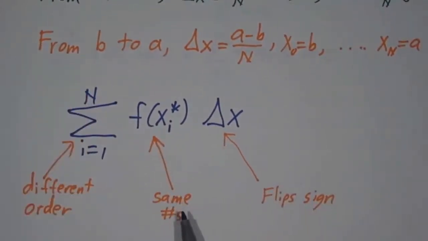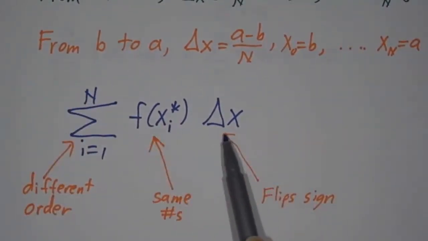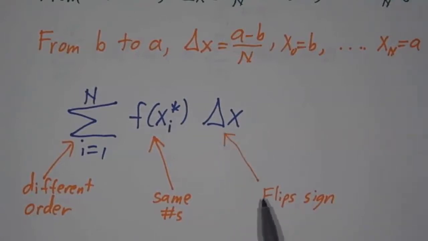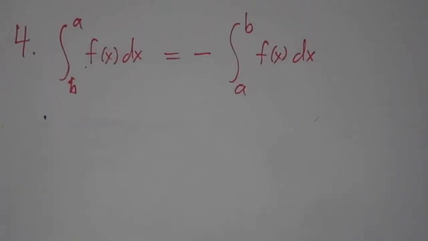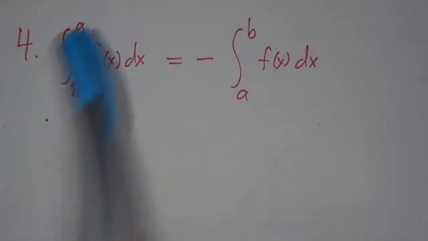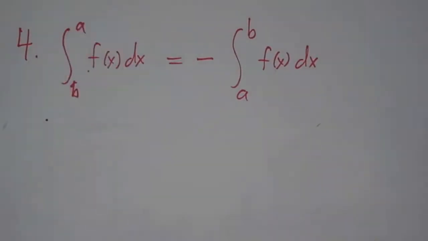F of xi star, we get the same points, but now delta x is negative because delta x is the end point minus the beginning point. It's not b minus a over n, it's a minus b over n. So we wind up with the same sum except with a minus sign. Take the limit, you get the same integral except with a minus sign. So it is perfectly okay to integrate from 5 to 2. Integrating from 5 to 2 is minus integrating from 2 to 5.